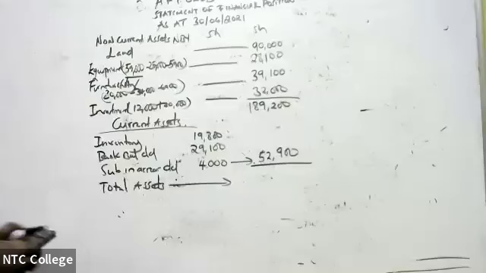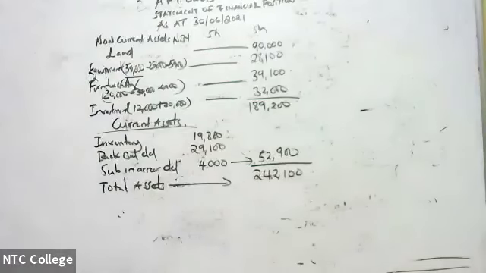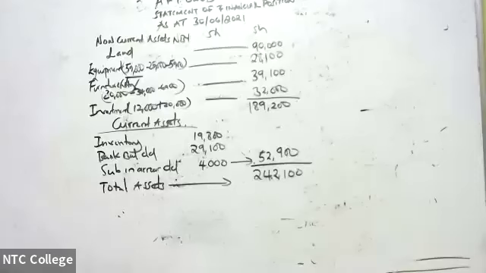Give me the total assets. Plus 189, 52,100. 242,100. Is that okay? 242,100. Hiyo ya mwisho ni gani? Subscription in arrears at the end. Okay.